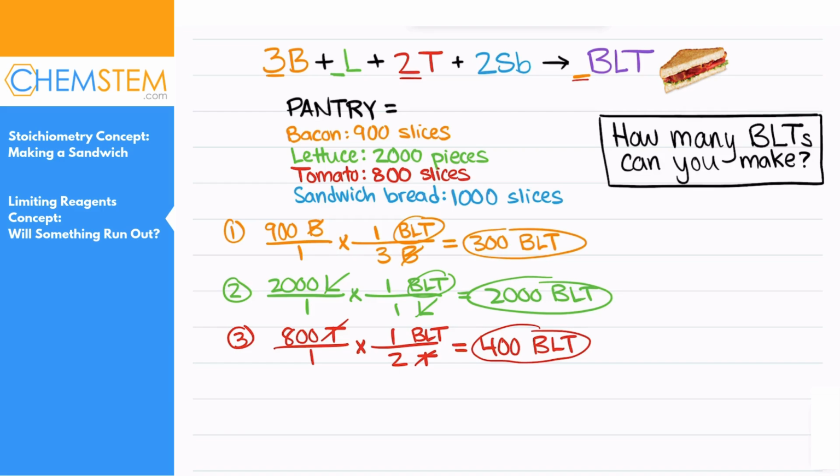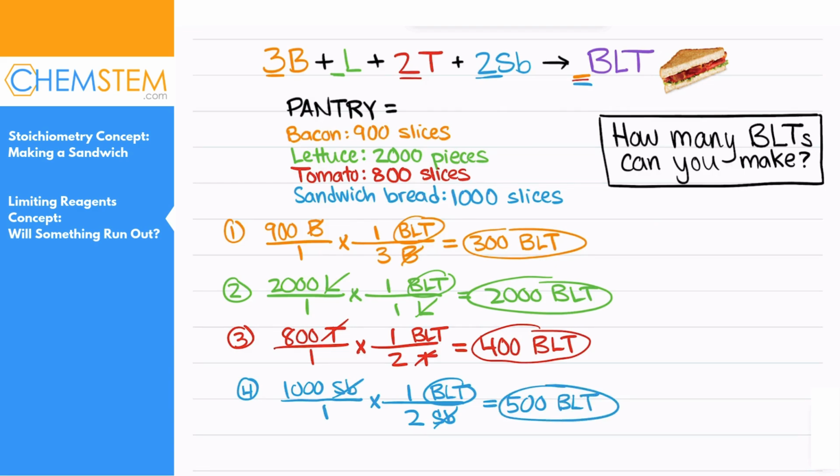But let's see about the sandwich bread. For the fourth one, the fourth stoichiometry, so to speak, we've got 1,000 sandwich breads. Over 1, I'm going to go from sandwich bread to BLT. And the ratio here is a 2 to 1. So every 1 BLT requires 2 sandwich breads, which means that if we have 1,000 slices of bread and every sandwich requires 2, we would be able to make 500 BLTs.